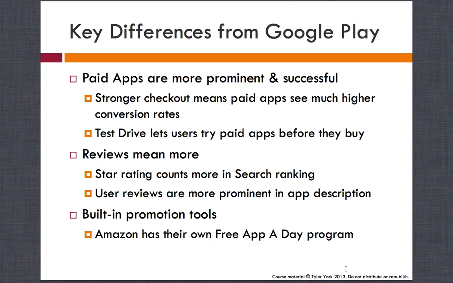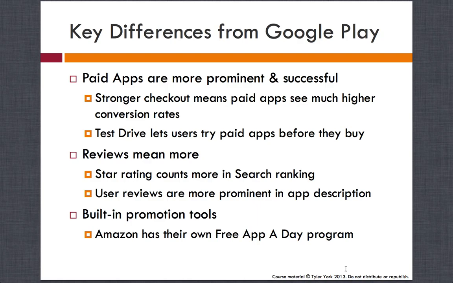First is that paid apps are noticeably more prominent and successful on Amazon. They have a stronger checkout function. They have more of an Apple experience with checkout where it's one click and they already have your credit card. So paid apps see a lot higher conversion rates than they do on Google Play. The second thing is that on web they have this test drive function, and it might be on tablets as well. I'm not sure because I don't have one, but it lets users try paid apps before they buy. It gives you that freemium trial functionality without you having to program it in, which is nice.